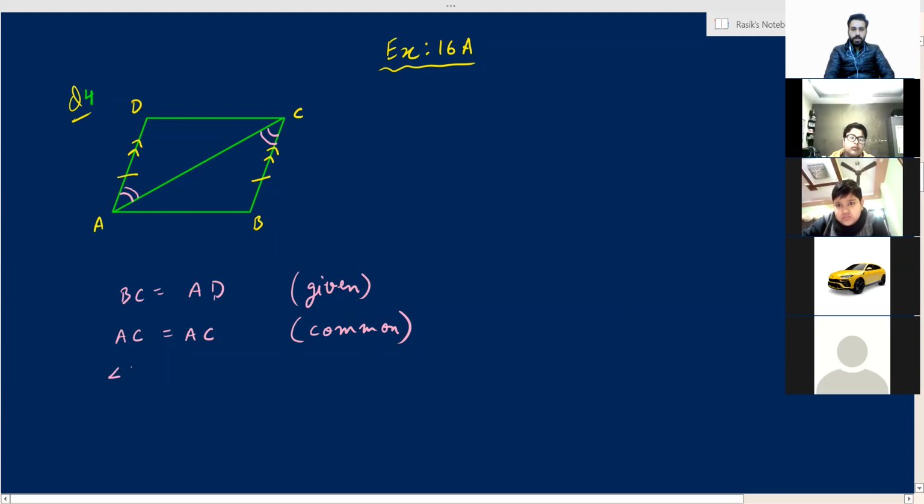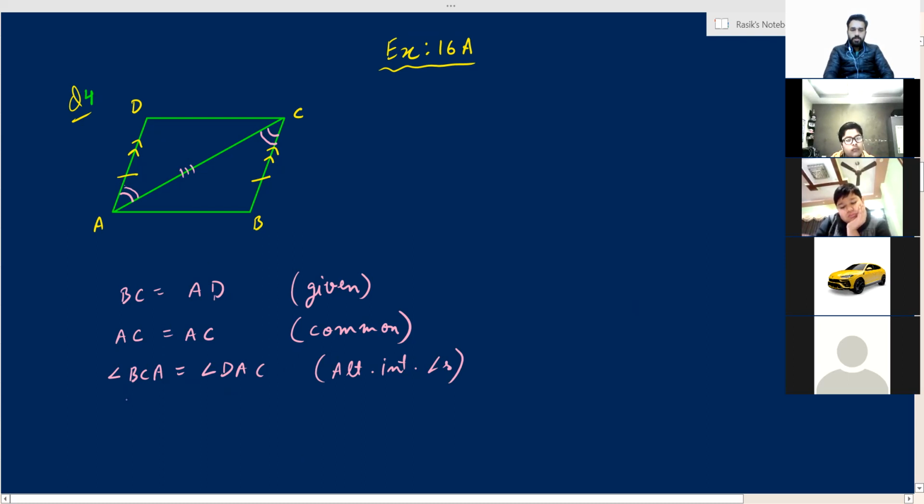This is the third thing. Angle BCA equals angle DAC. Reason? Alternate interior angles. These are alternate interior angles because the lines are parallel. We can say that alternate interior angles are equal. Now we have got three things. Look at the three things carefully: side AD, then this angle DAC, then the side AC.